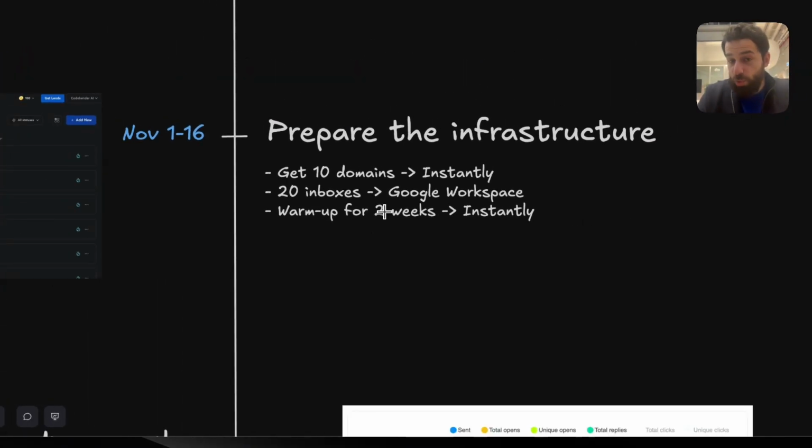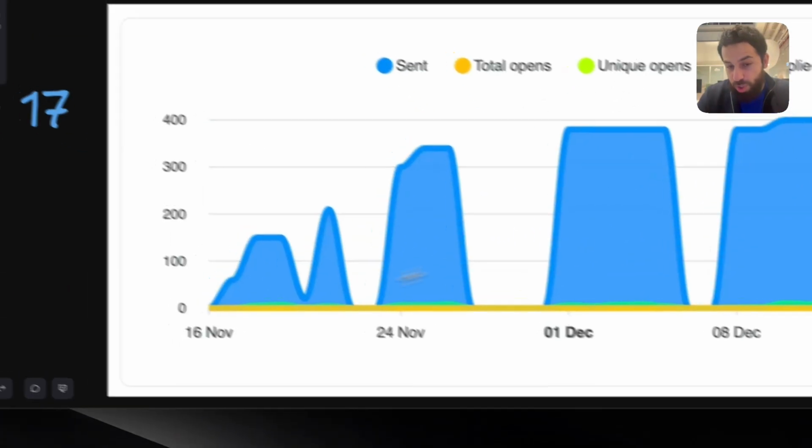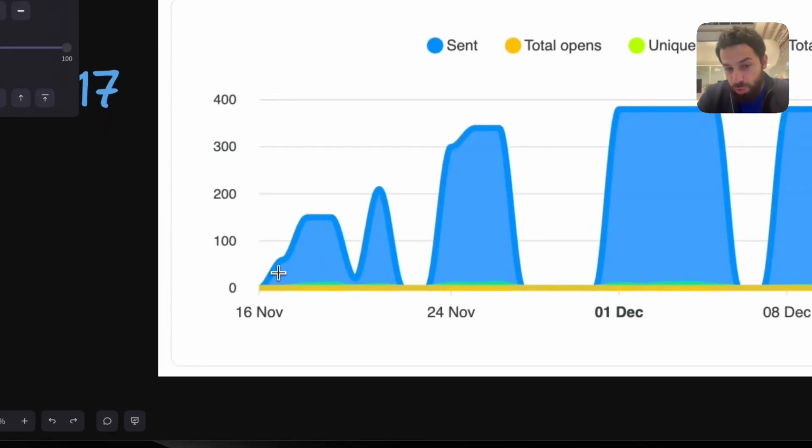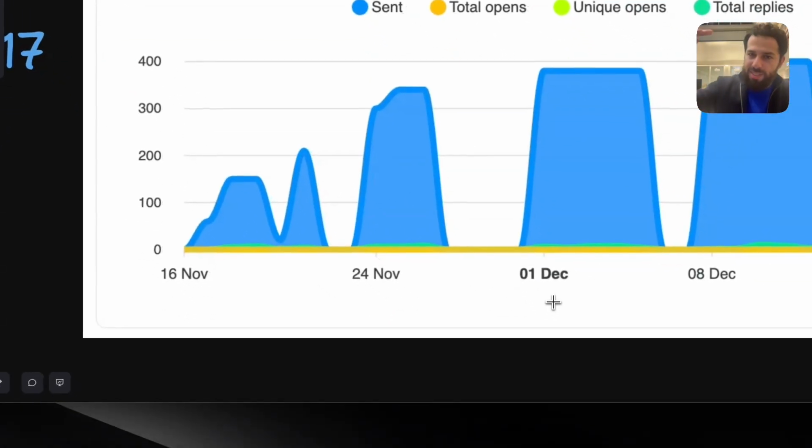So now we have 20 inboxes that can all send up to around 20 emails each. But we're going to start step by step. So you see here on November 17th, this was a Monday, we launched officially the campaign. At first, we were sending only a few emails per inbox. So we were at 60 emails in total sent. Then after a few days, we decided to send 150 emails in total across all the inboxes. Then we scaled to 200 emails. Then we scaled to 300. Then we scaled to 400. So after around 2 weeks, we were at max capacity of 400 emails sent per day.